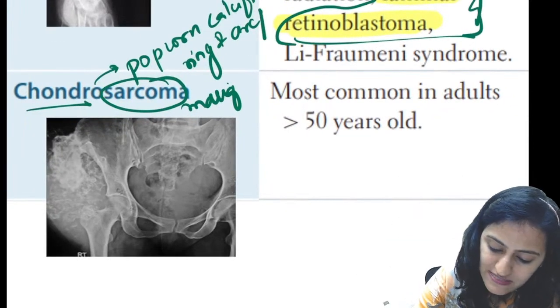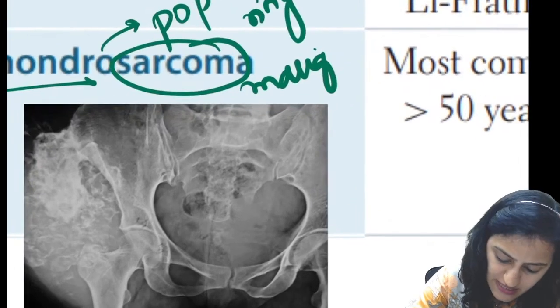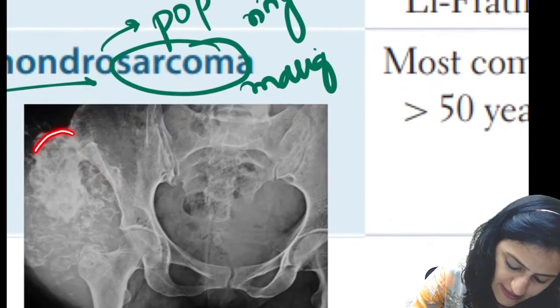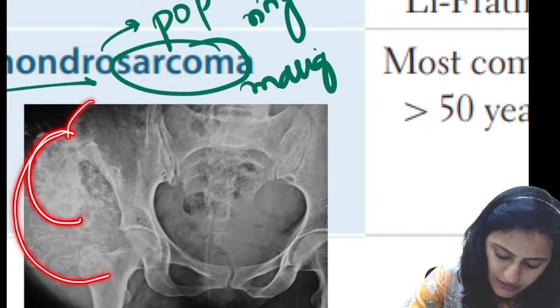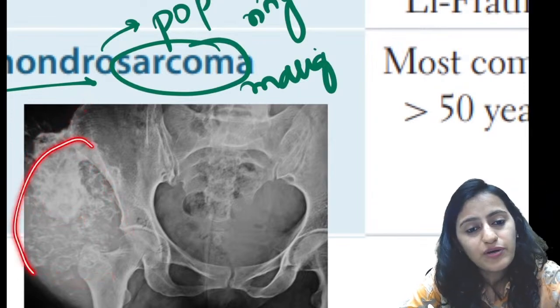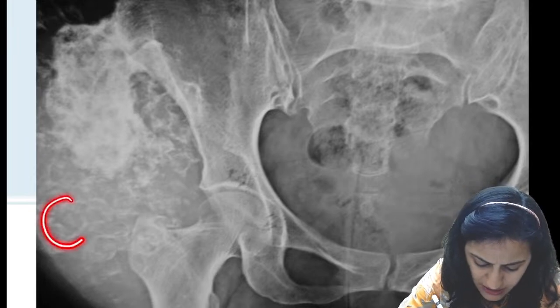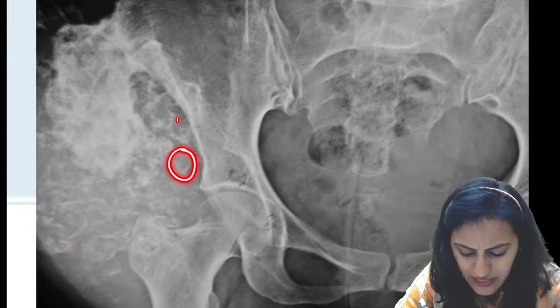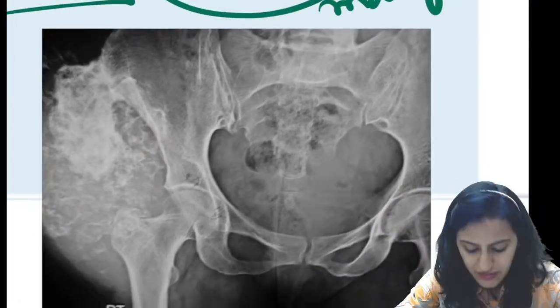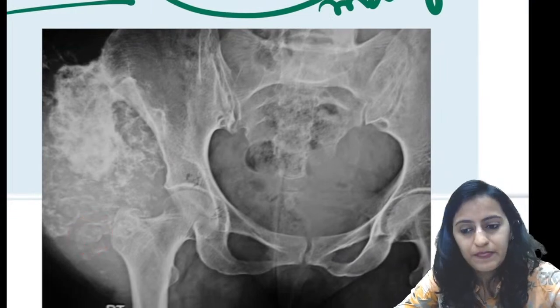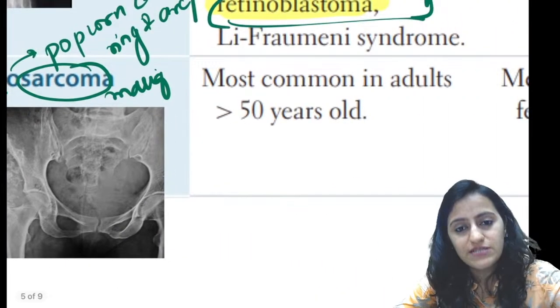Common in the pelvis, the flat bones of the pelvis like you see here, but you can also see that it is growing beyond the bone. This is the bone limit. This is growing beyond the bone, and look at the pattern of calcification here. The ring pattern of calcification, the popcorn pattern of calcification is what we have here. Okay, so this is chondrosarcoma.